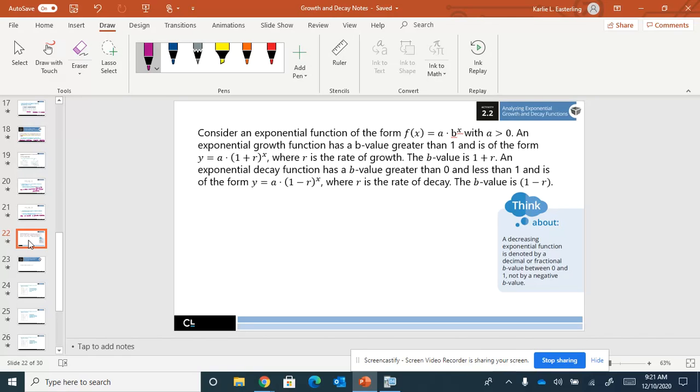An exponential decay function has a b value greater than 0 and less than 1, and is of the form y equals a times 1 minus r to the x power, where r is the rate of decay. And the b value is our 1 minus r.